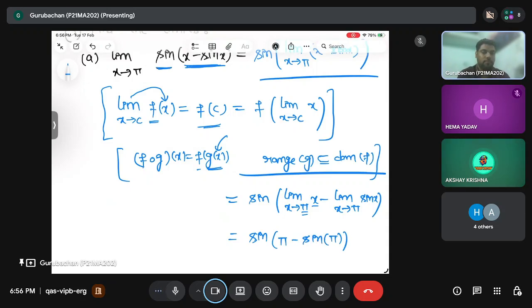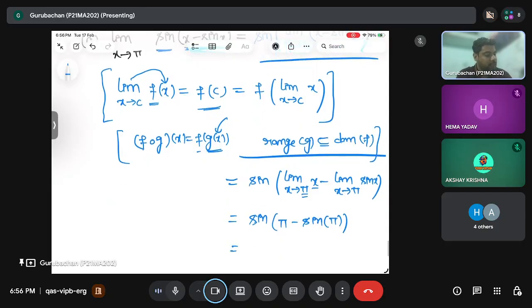Sine pi. So that means this will be sine pi. What is the value of sine pi? 0. Now again, is it correct? Yes, sir.